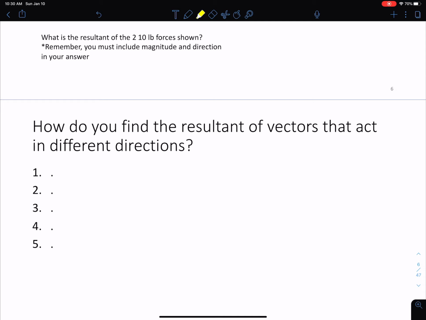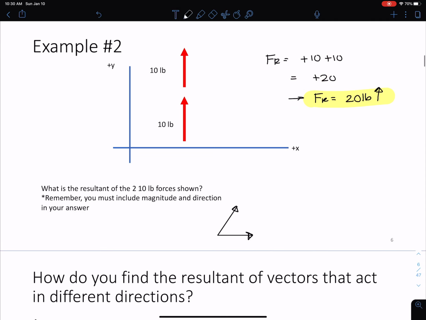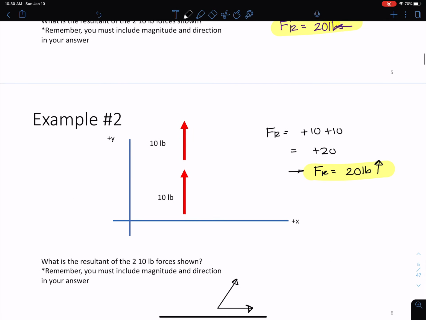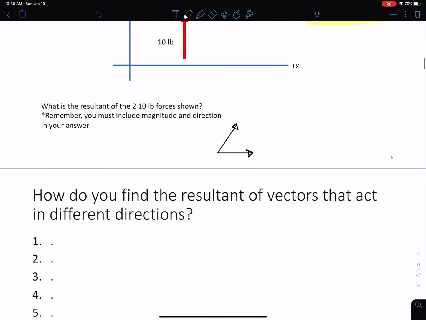Now my question is, what if I have two vectors that act in different directions? What if I have a vector here in this direction and a vector that acts here in this direction, or something like this? How do I find the resultant of two vectors that act in different directions? Because remember, here we're adding vectors that act in the same direction. So what happens when I have a system like this where I have to combine vectors that act in different directions?